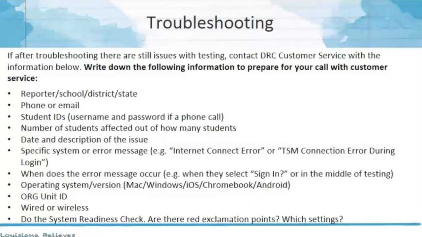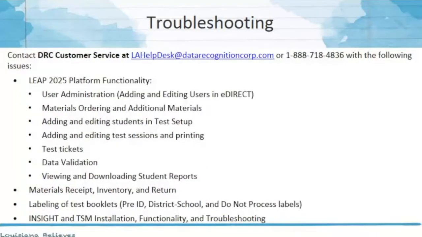Keep in mind, if you or the district technology coordinator does reach out to DRC, they need to have all of this information ready when calling. This will make sure it is efficient. If you don't have these things, you may have to hang up, go get them, and then call back. So you want to make sure you're prepared when you're calling in for support by having these things available.